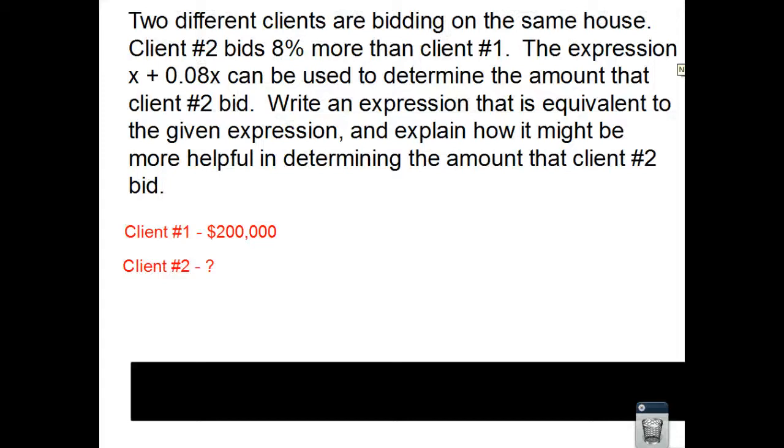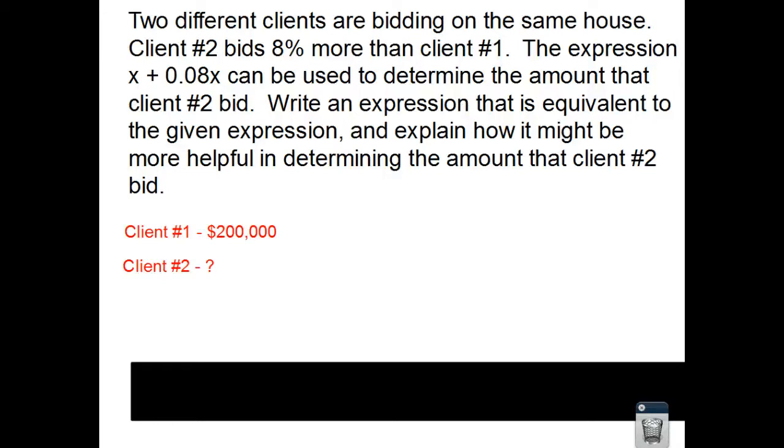All right, here's a long word problem, and this is basically what this standard is all about. It says 2 different clients are bidding on the same house. Client number 2 bids 8% more than client number 1. The expression x plus 8/100 x can be used to determine the amount that client number 2 bid. Write an expression that is equivalent to the given expression and explain how it might be more helpful in determining the amount that client number 2 bid. That is a lot of wording.